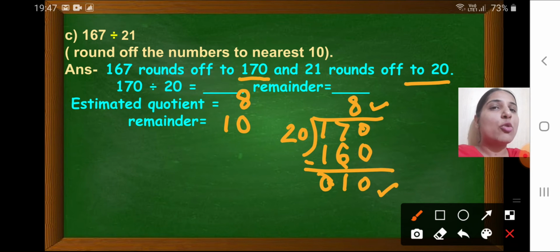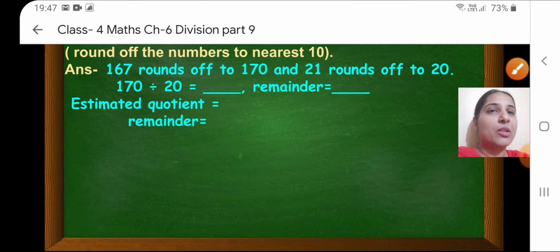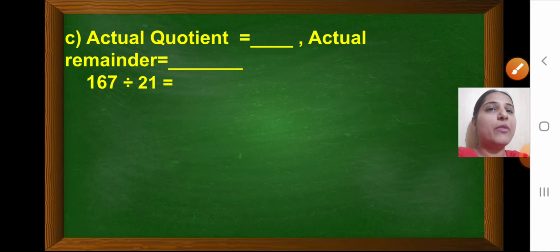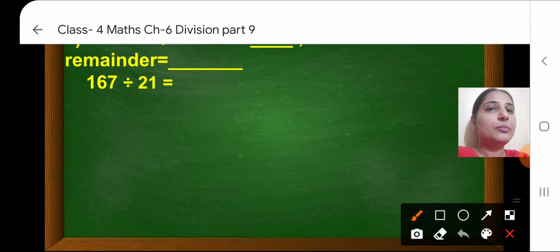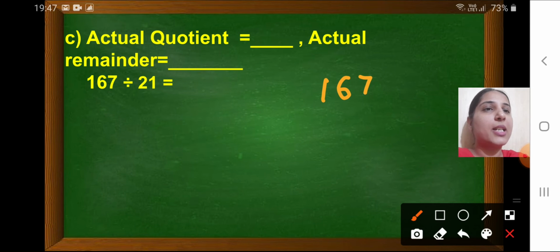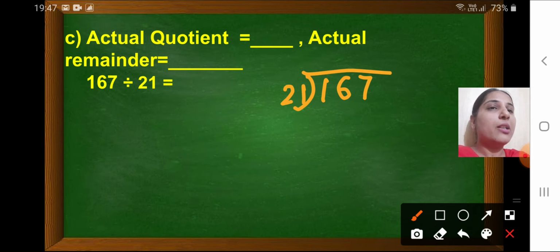Okay, but in the question, the estimated quotient is being asked, and then the actual quotient and actual remainder are being asked. Now that is the estimated quotient. Now let's find the actual quotient and actual remainder. So here we will divide 167 by 21.